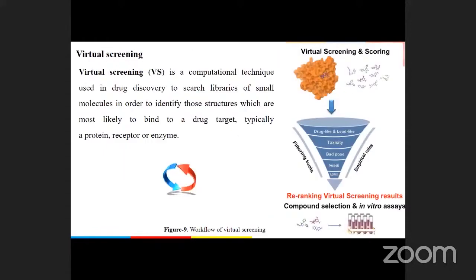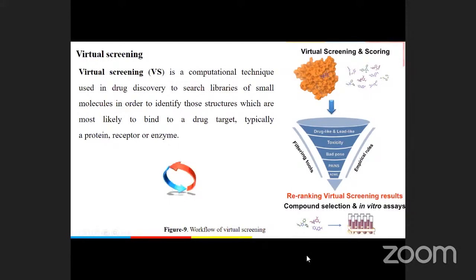Then the second important tool, which I mentioned, is virtual screening. Virtual screening is nothing but a computational tool mainly used to narrow down and identify hits from a pool of larger databases. Basically, it is a computational technique mainly used in drug discovery to search libraries of small molecules in order to identify those structures which are most likely to bind to a target, typically a protein, receptor, or enzyme. So that is the thing.